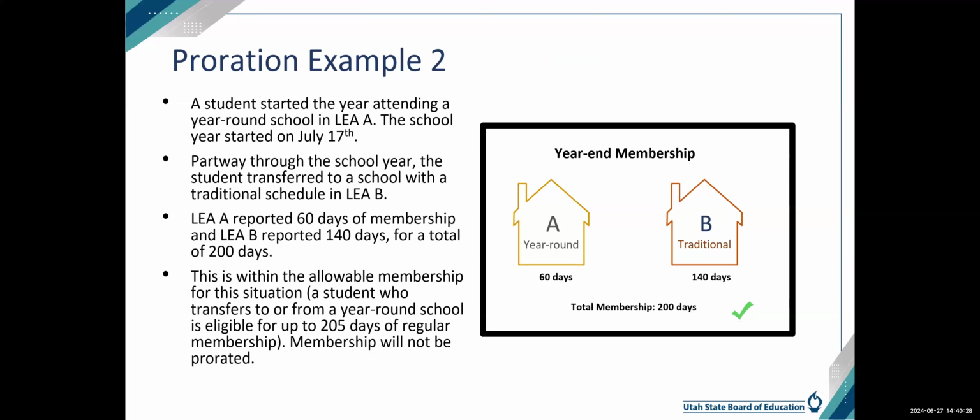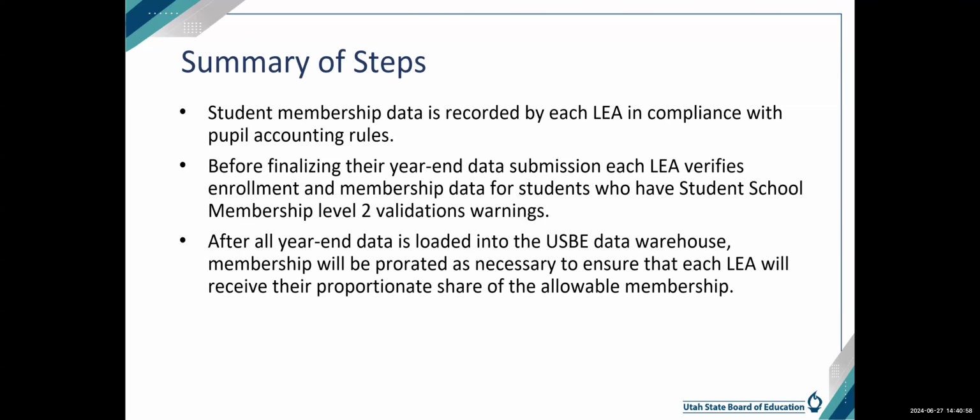Another example: a student started the school year attending a year-round school in LEA A. The school year started on July 17th. Partway through the school year, they transferred to a traditional school within LEA B. LEA A reported 60 days of membership, and LEA B reported 140 days, for a total of 200 days. This total is within the allowable membership for this exception, and membership will not be prorated.